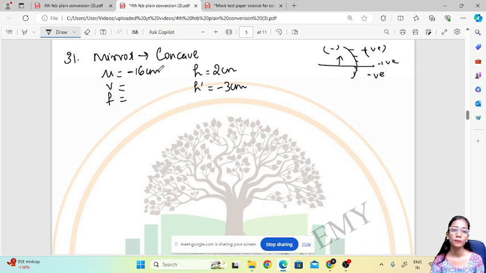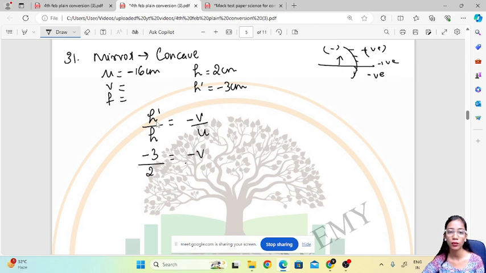Okay, so we have u, we have h dash, h, and v. We know that magnification is minus v upon u, and there is one more formula for magnification, h dash upon h. So when we equate both these formulas, let's see what values we have. We have h dash, that is minus 3, we have h, that is 2, then we have minus v, which we have to find out, and u we have as minus 16.